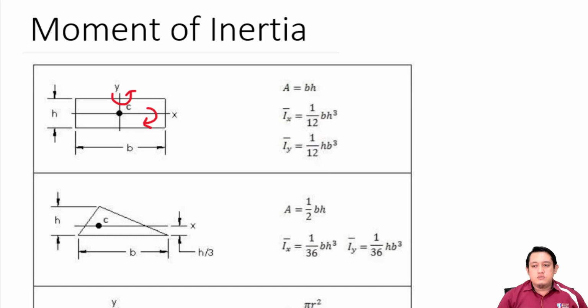Okay, so let's try to calculate the moment of inertia for this rectangle, this plastic ruler here. Let's say the value of B here is 2 cm. And the height H here, because it is very thin, let's assume it is 0.01 cm. So let's take a look at the value of Ix and Iy.